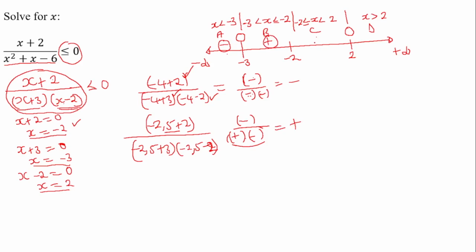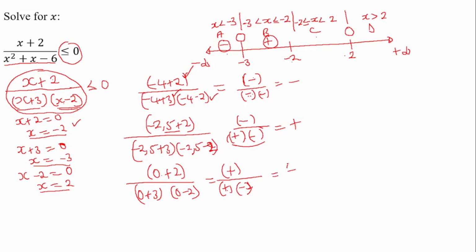We go to the C part. Let's pick any value which is between negative 2 and 2. I think 0 will be the easiest one. So 0 plus 2, over 0 plus 3, then 0 minus 2. 0 plus 2 is positive, 0 plus 3 is positive, and then 0 minus 2 is negative. So positive over positive times negative, that would be negative. So this is negative.